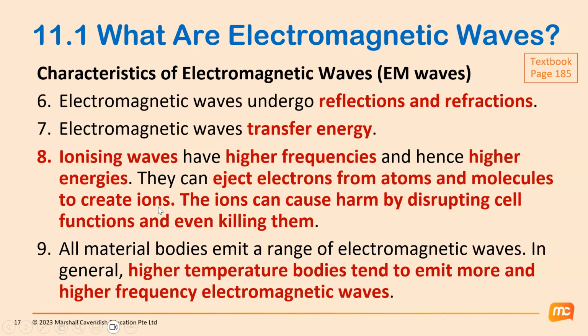Okay, they create these ions, and these ions can be very harmful to our body because they disrupt the cell functions and might even cause the cell to die. So ionizing waves are dangerous, basically gamma and X-ray, which have very high frequency and high energy. And in general, bodies that are hotter, at a higher temperature, will emit more waves than bodies of lower temperature.